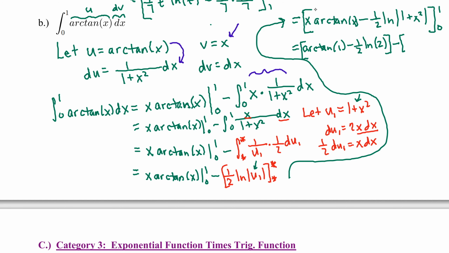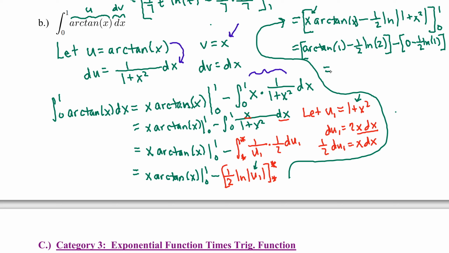Now, when I plug 0 in for x, we're going to have 0 times arctangent of 0. That's easily going to give me 0. And then we have minus 1/2 times the natural log of 1 plus 0 squared, which leaves us with natural log of 1. Let's see what we can evaluate.